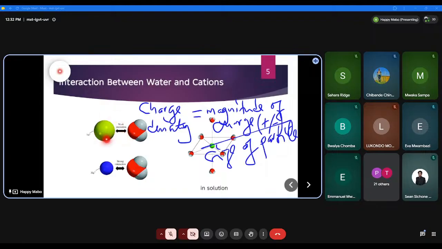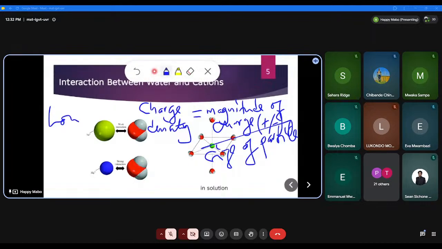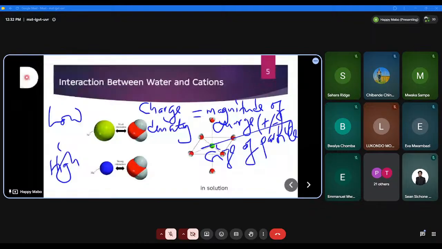So when you use the charge and the size of the atom, you compute the charge ratio, and you see that the charge ratio is going to be lower. So you have a low charge ratio. When you look at the size of the magnesium ion compared to the magnitude of the charge and the size itself, the charge ratio that you're going to get would be high.